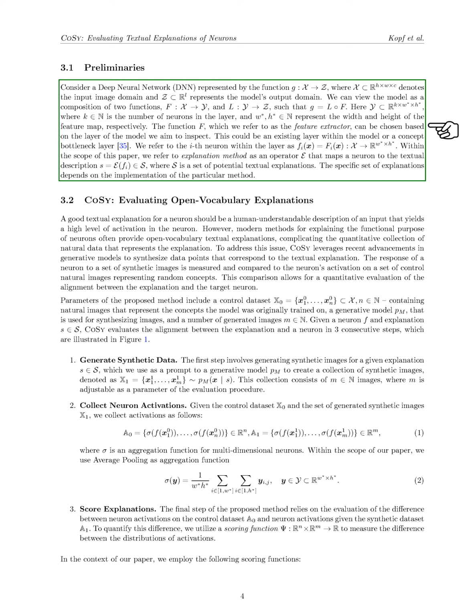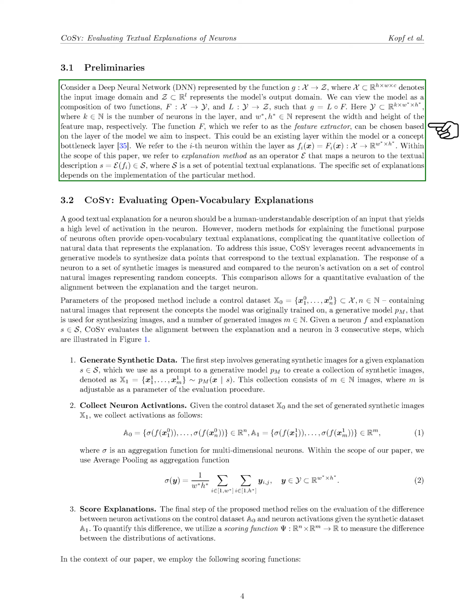functions, f: X → Y and l: Y → Z, where Y represents the neurons in the layer. The function f is the feature extractor, and we refer to the ith neuron within the layer as f_i(x). An explanation method is denoted as an operator, E, that maps a neuron to a textual description.